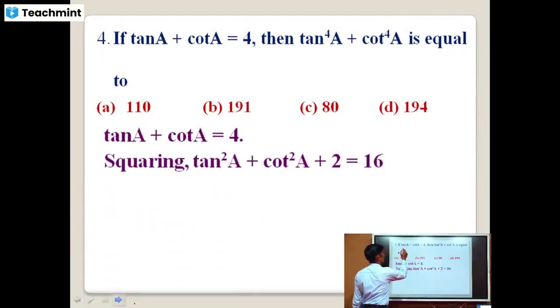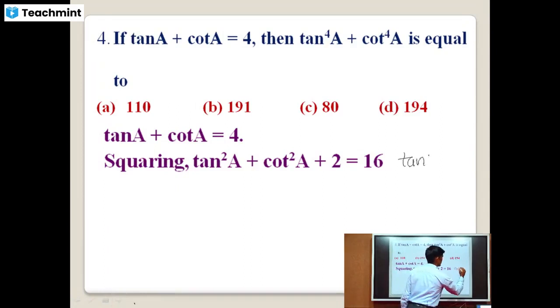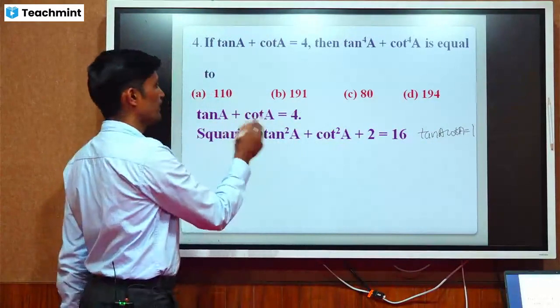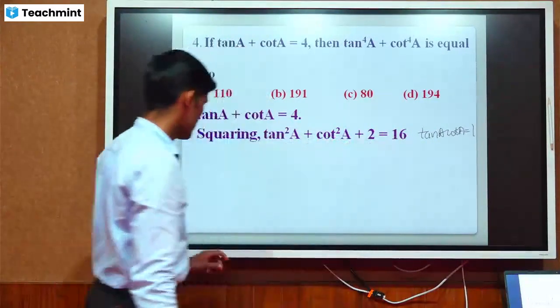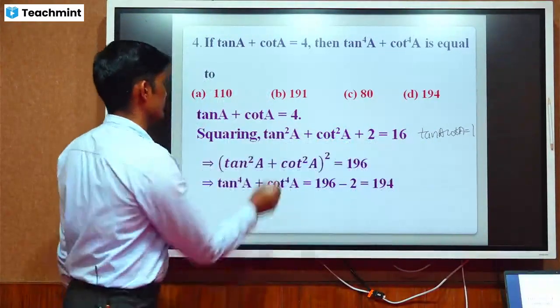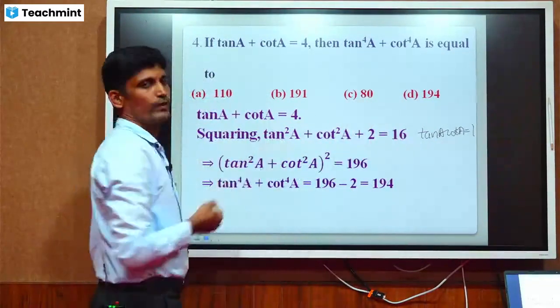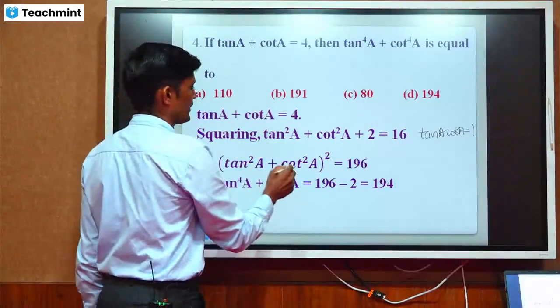Now, we know that tan A plus cot A is equal to 4. On squaring on both sides, this is the A plus B whole square formula. Tan square A plus cot square A plus 2 tan A cot A. Tan A into cot A is always equal to 1. Therefore, it is tan square A plus cot square A plus 2, that is 2 cot A into tan A, is equal to 16, or tan square A plus cot square A is equal to 16 minus 2, that is 14.